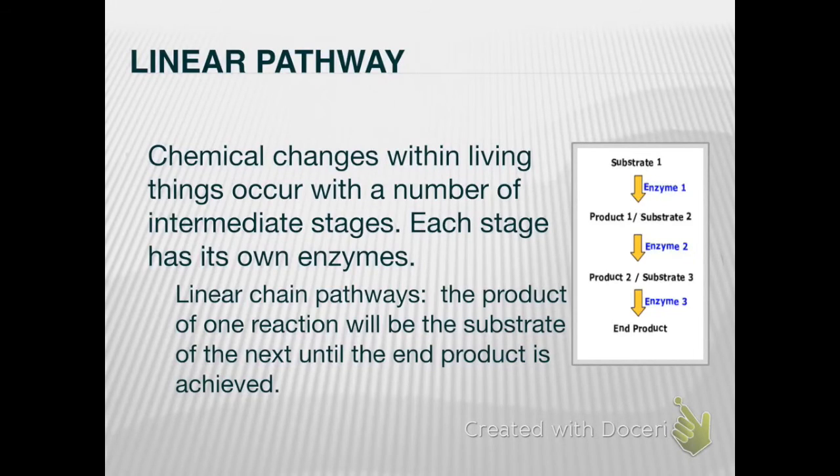Like I mentioned at the beginning of the video, we've got two types of pathways. First is linear. So in a linear chain, the product of one reaction becomes the substrate of the next. Each intermediate step has its own enzyme and we go down the row until we reach the final end product.